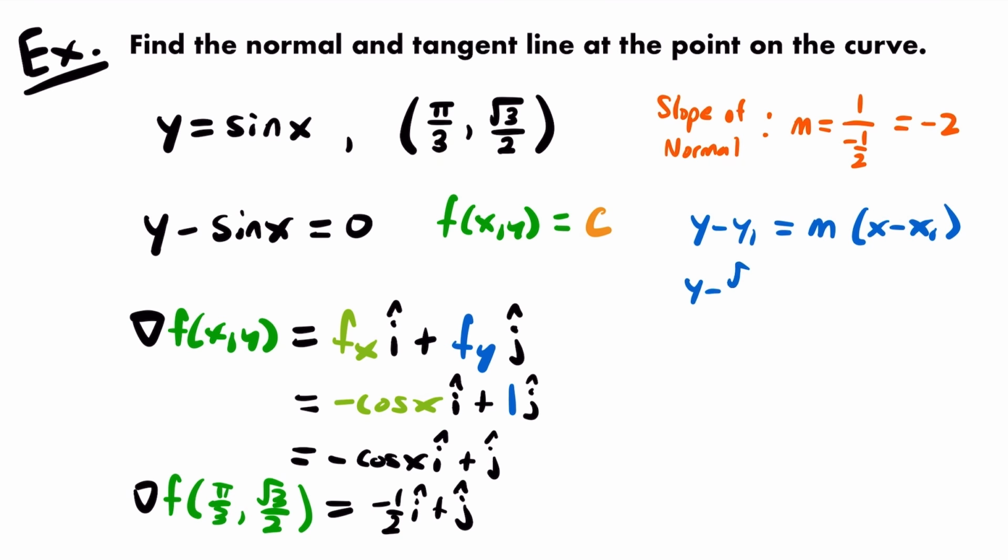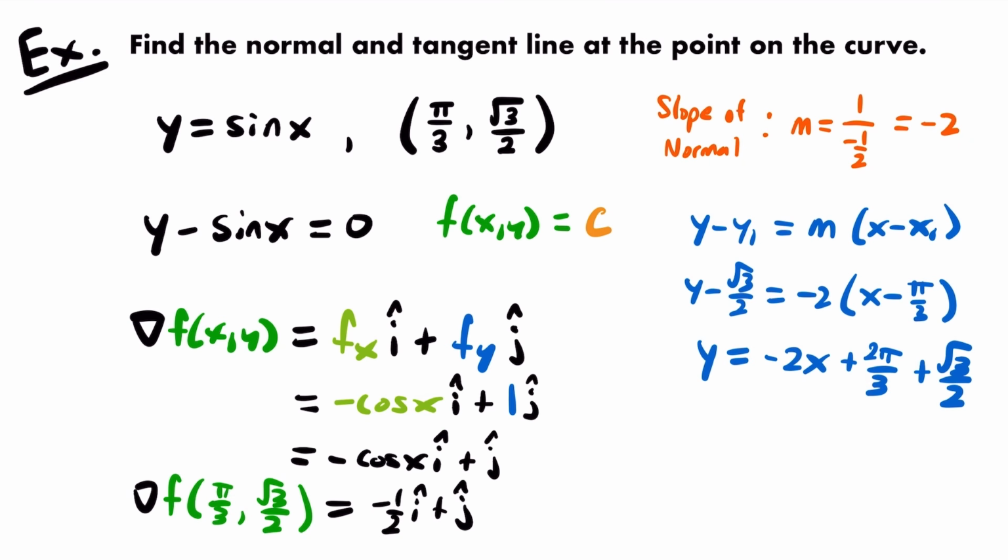So we get y minus the square root of 3 divided by 2 is equal to negative 2 times x minus pi divided by 3, and then simplifying, I'm going to distribute negative 2 through this quantity, and then add the square root of 3 divided by 2 to both sides of the equation. So we solve for y and get y is equal to negative 2x plus 2 pi divided by 3 plus the square root of 3 divided by 2. All right, and that right there is the equation of the normal line.